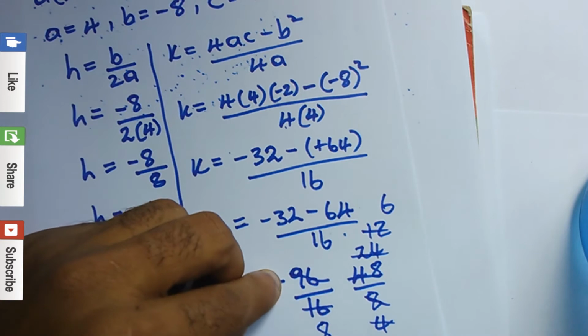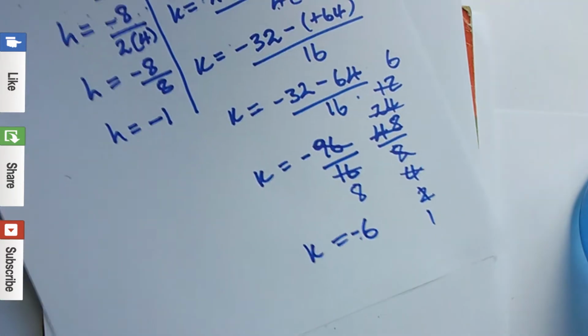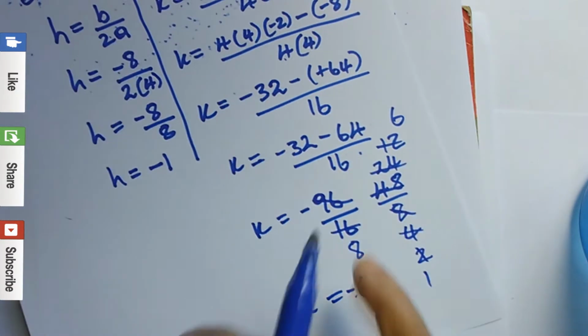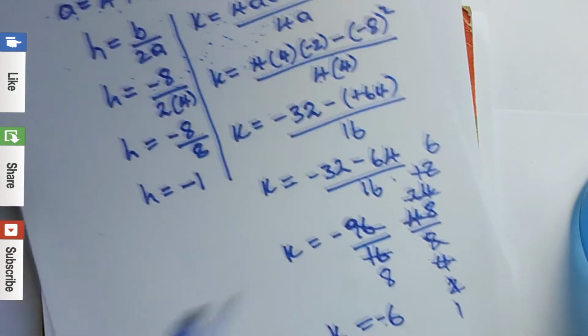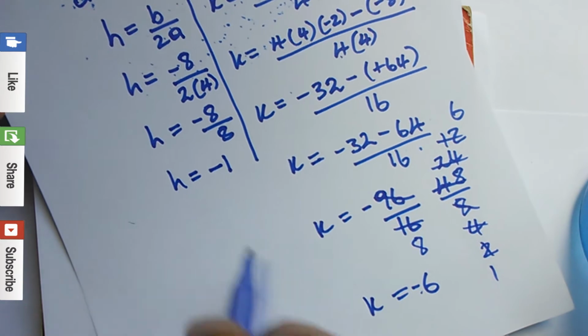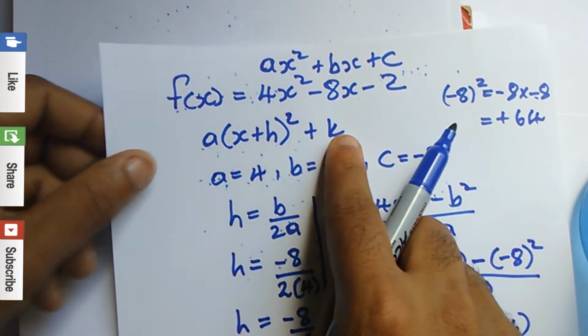Remember that we have a negative value right here, so it's equal to negative 6. If you don't have a calculator, you just have to use a simple number like 2 to cancel down until you cannot cancel any further. So we have the value for h, we have the value for k. So we need to express our answer in this form.